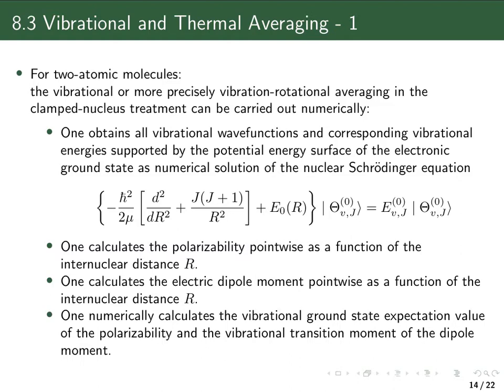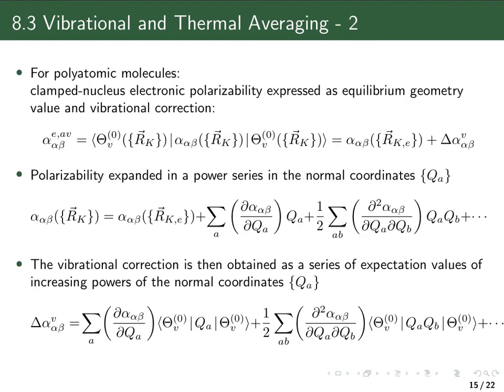Now let's look at the more complicated case of polyatomic molecules. There, what one normally does, so here's the averaged electric polarizability, averaged over the nuclear wave functions. And what one normally does, one expresses this as the value of the polarizability at the equilibrium geometry plus a correction, which is the vibrational correction.